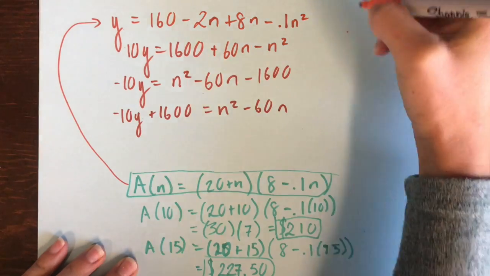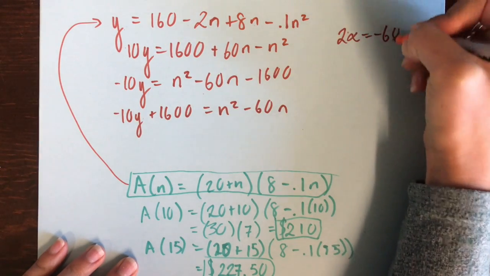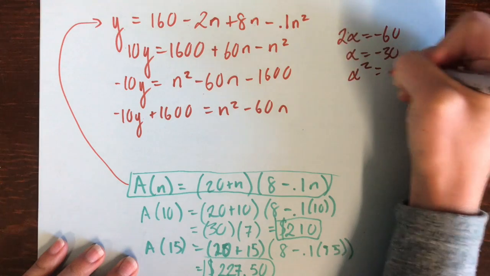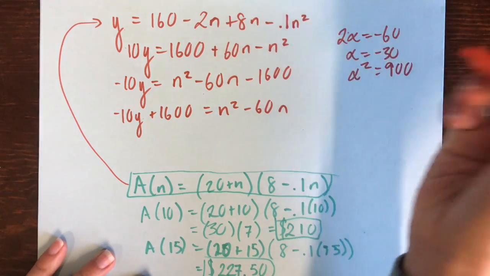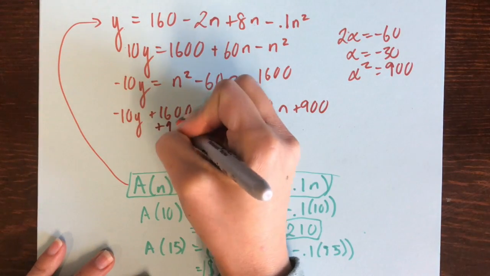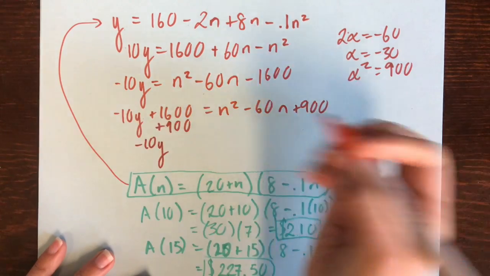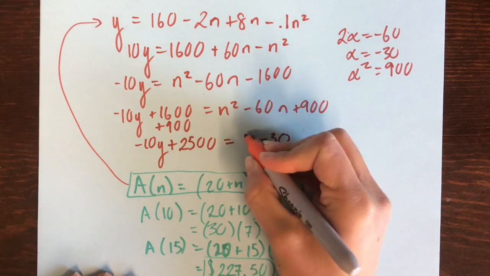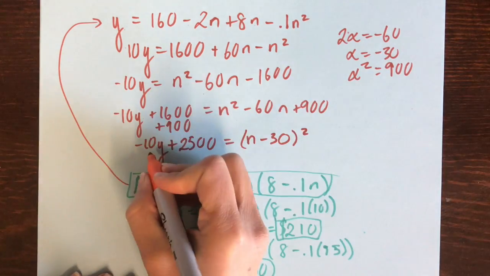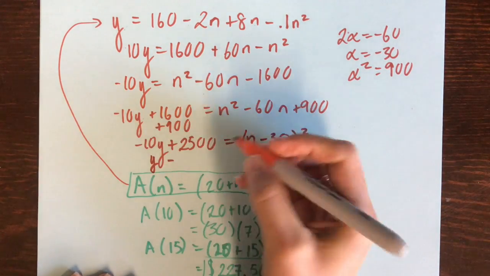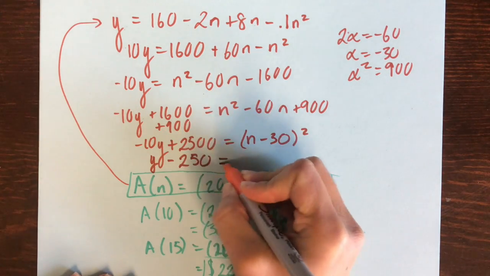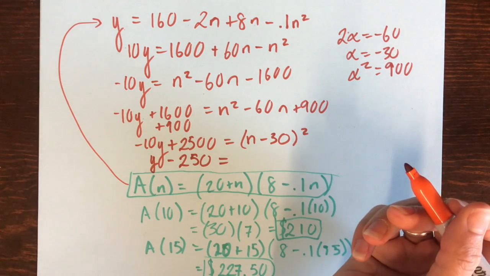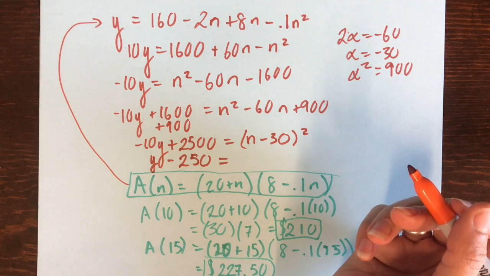My 2 alpha will be equal to negative 60. My alpha will be equal to negative 30. Alpha squared will be equal to 900. So I'm going to add 900 to both sides of my equation. So then I get negative 10y plus 2500 is equal to n minus 30 squared. So the last step is to bring the negative 10, divide by negative 10. I do the reverse of what I did at the very beginning and moved that 10 over to the other side. Now I'm moving it back finally.